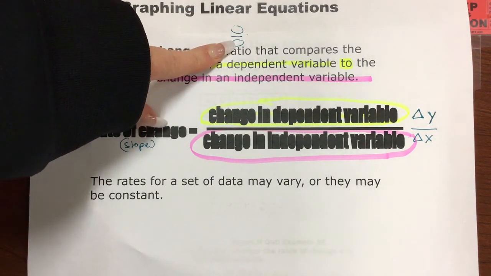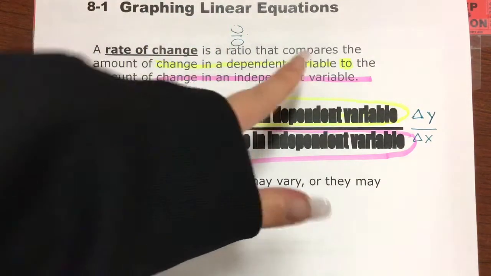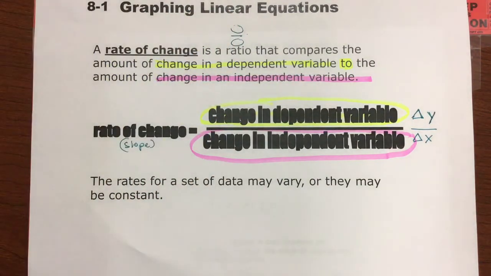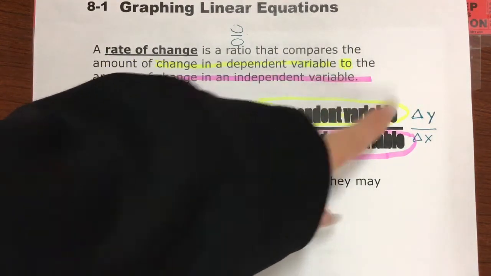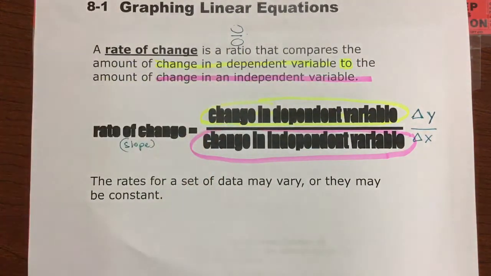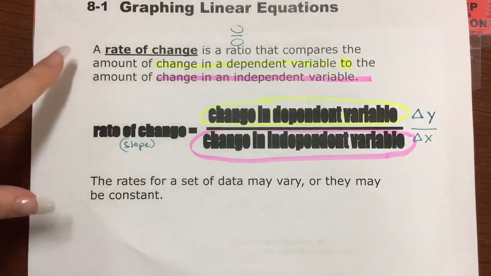And how they know: first, after the word compares, they tell you what goes on the top part of the fraction, and then they'll say the word to, T-O, and after the word to is what goes on the bottom part of the fraction. So let's go ahead and talk about this.